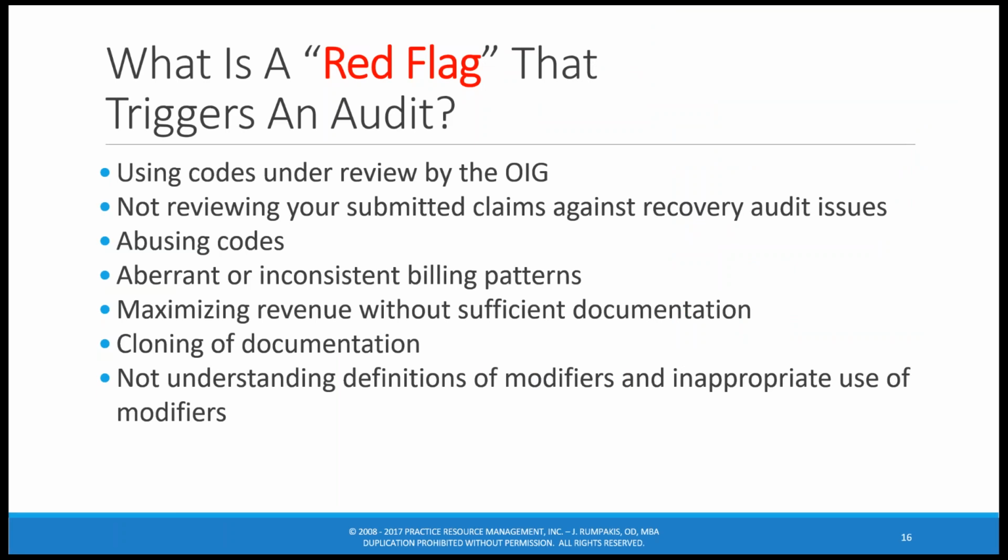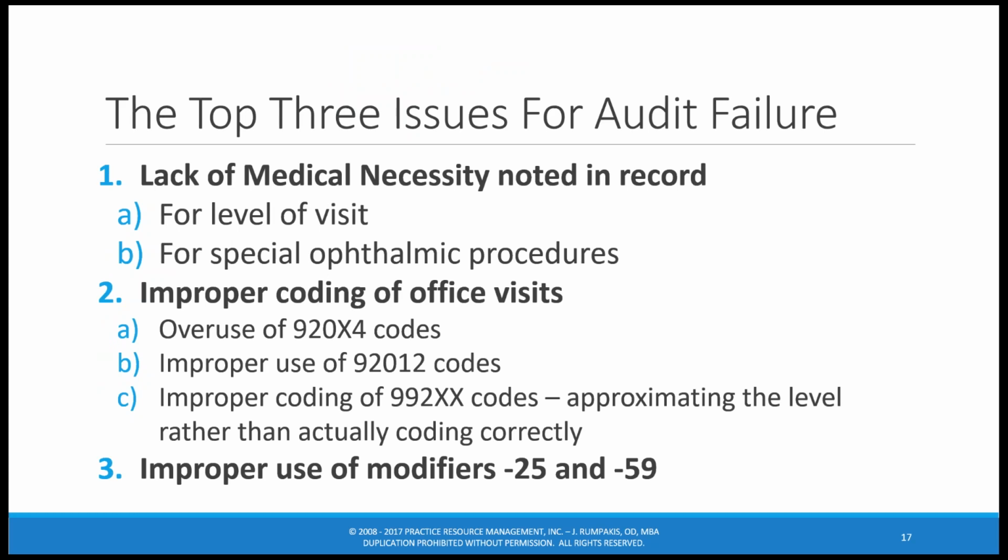So what triggers an audit when it comes to special ophthalmic procedures? Using codes that are under review, not reviewing your submitted claims, abusing code, inconsistent billing patterns, maximizing revenue by performing tests without sufficient documentation, cloning your documentation and not understanding how to use modifiers appropriately. Okay? The top 3 issues for audit: lack of medical necessity, improper coding, right? And then improper use of modifiers. So what we're really going to focus on tonight is 1B here, right? How to establish medical necessity for special ophthalmic procedures and why that's such a big issue.